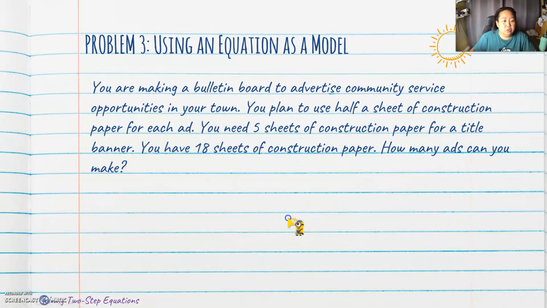Say for example, you're making a bulletin board to advertise community service opportunities in your town. You plan to use half a sheet of construction paper for each ad. You need 5 sheets of construction paper for the title banner. So let's say you have 18 sheets of construction paper. How many ads can you make with this amount of paper?